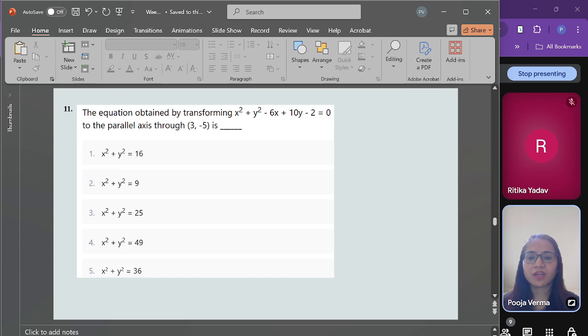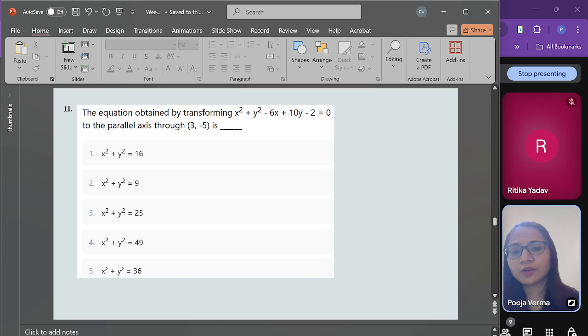Okay, so now the next question is: the equation obtained by transforming x square plus y square minus 6x plus 10y minus 2 is equal to 0 to the parallel axis through (3, minus 5) is. What will be the parallel axis through (3, minus 5)? So how can we calculate it? Here we need the equation that is obtained by transforming this equation to the parallel axis through point (3, minus 5).